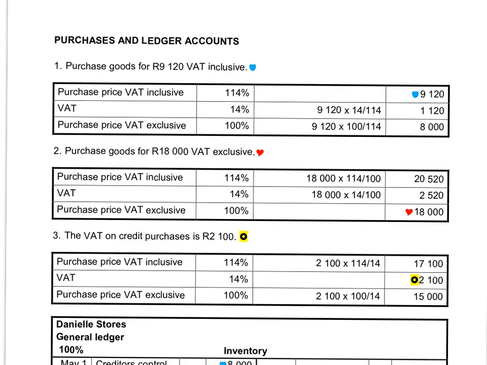Good morning. We will pay attention to purchases and the ledger accounts today. Purchased goods VAT inclusive. That means that the VAT is already included in the figure, so the figure equals 114%. VAT inclusive is 114%, VAT 14, and the purchase price excluding the VAT is 100%.